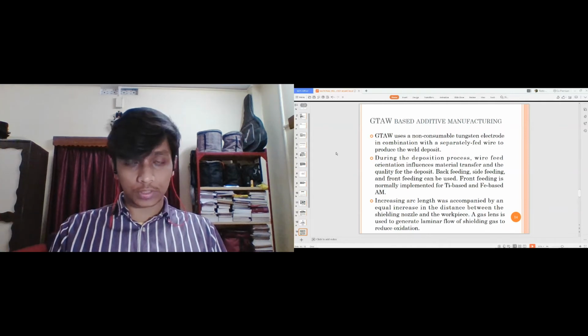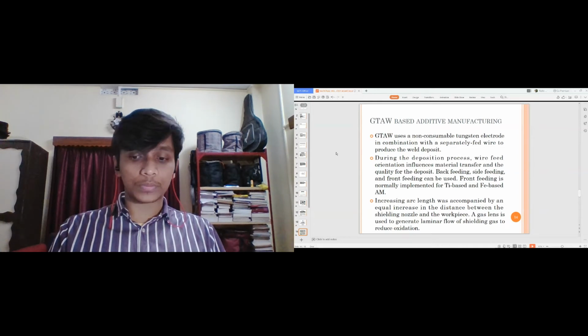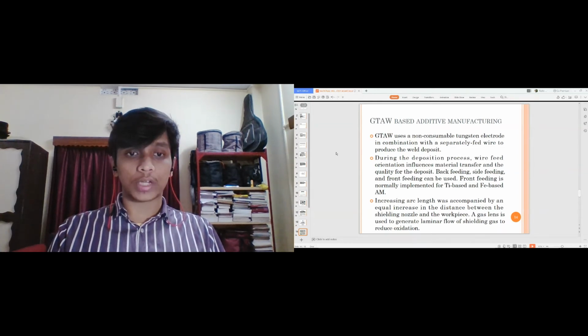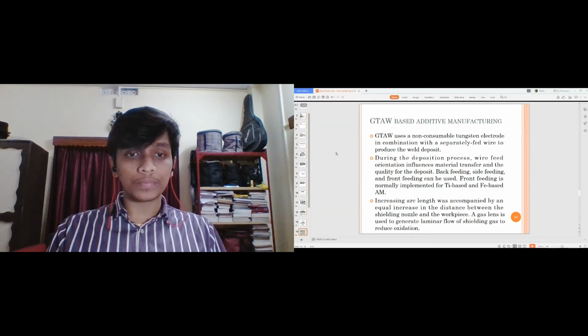During this deposition process, that is the deposition of the filler metal, the wire feed orientation influences the material transfer and the quality of the deposit. That is, how the wire feed is oriented plays a big role in the material transfer and the quality of the deposit. Back feeding, side feeding, and front feeding can be used. Front feeding is normally implemented for titanium based and iron based additive manufacturing.